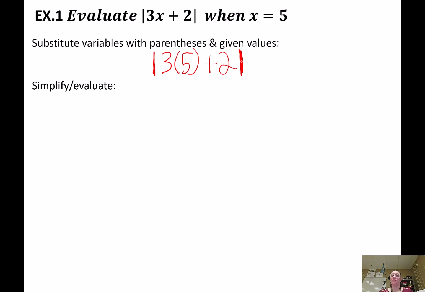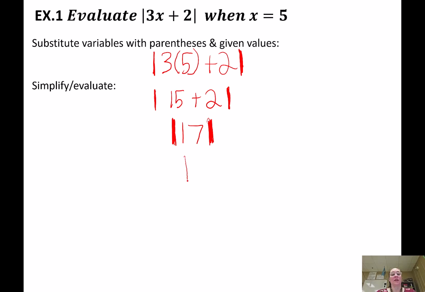Okay, so 3 times 5 is 15, plus 2. So 15 plus 2 is 17. Now we haven't taken care of this absolute value. And you see I'm making those thick just to remind myself those are absolute value bars, not ones. Well, the absolute value of 17 is 17. And there's my final answer.